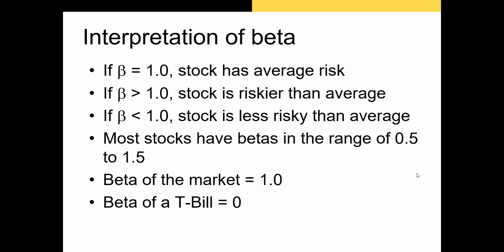Now, a beta of greater than 1 indicates that a stock is riskier than the market as a whole. A beta of less than 1 indicates that the stock is less risky than average. Most stocks are going to have a beta between 0.5 and 1.5, but it is possible to have an asset with a negative beta, meaning that when the market has a very low return, the asset will have a high return, and when the market, aka the S&P 500, has a really high return, this asset will have a very low return.